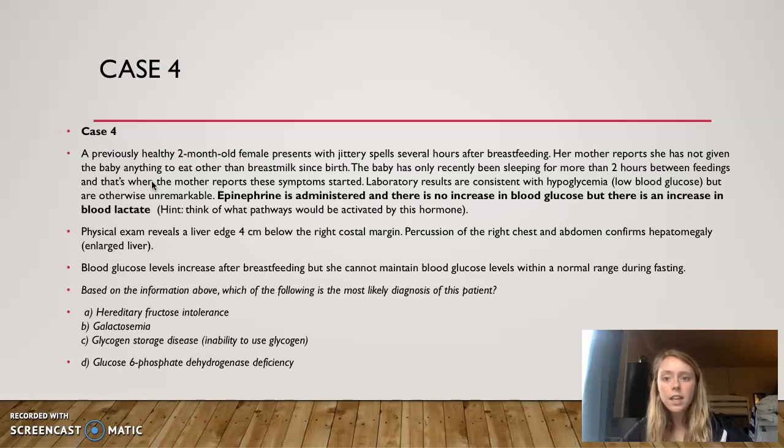So then moving on to Case 4, this case presents a previously healthy 2-month-old that's been jittery after breastfeeding. Her mother says that she hasn't given the baby anything to eat other than breast milk. The baby has been sleeping for long periods between feedings, and the symptoms started when she started noticing the sleeping for extended periods of time. Lab results showed low blood glucose, and when epinephrine was administered, there was no increase in blood glucose, but there was an increase in blood lactate.